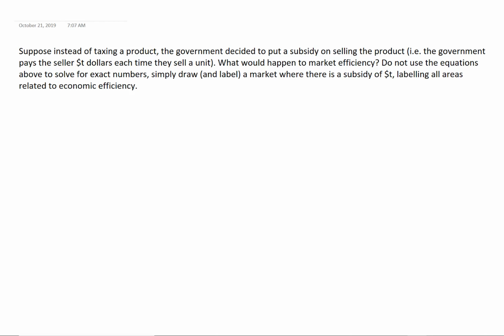Do not use the equations above to solve for exact numbers, since there were some equations in the previous parts of this question. Simply draw and label a market where there's a subsidy of $2, labeling all areas related to economic efficiency. Okay, so this is a little bit different than what we've seen in class. It kind of takes what we did in class and goes a little bit further. So this is kind of a harder question from an old midterm.